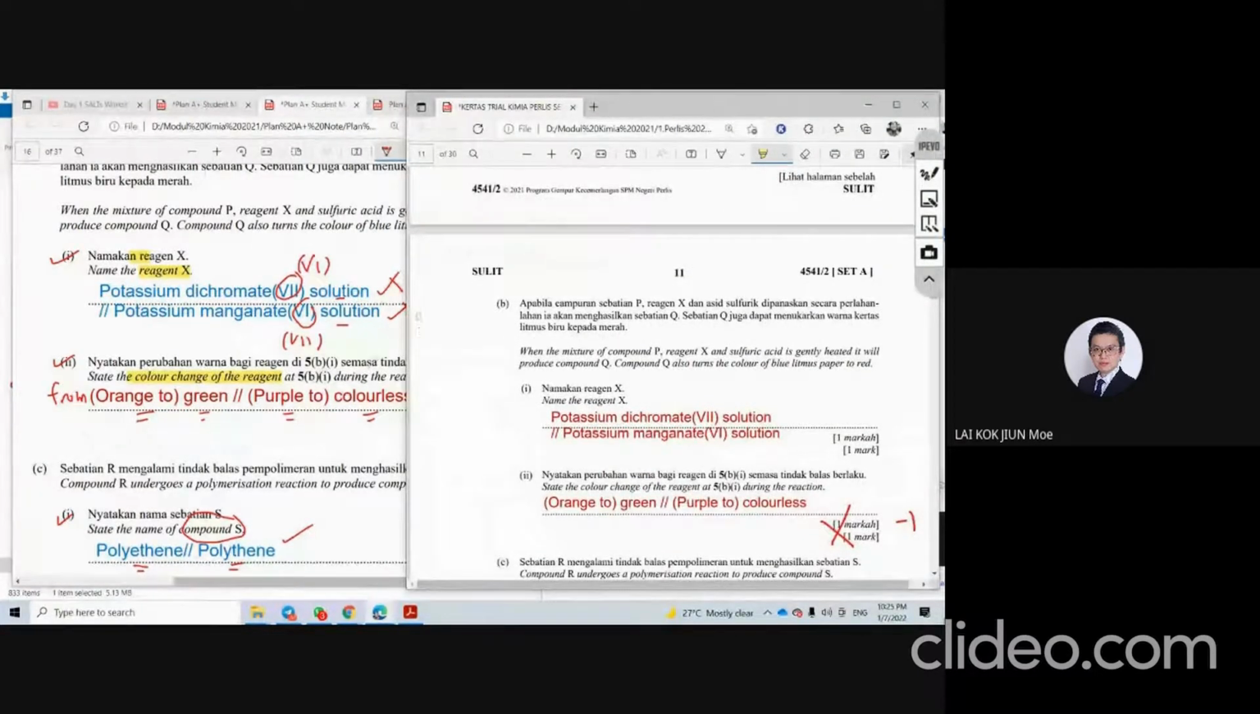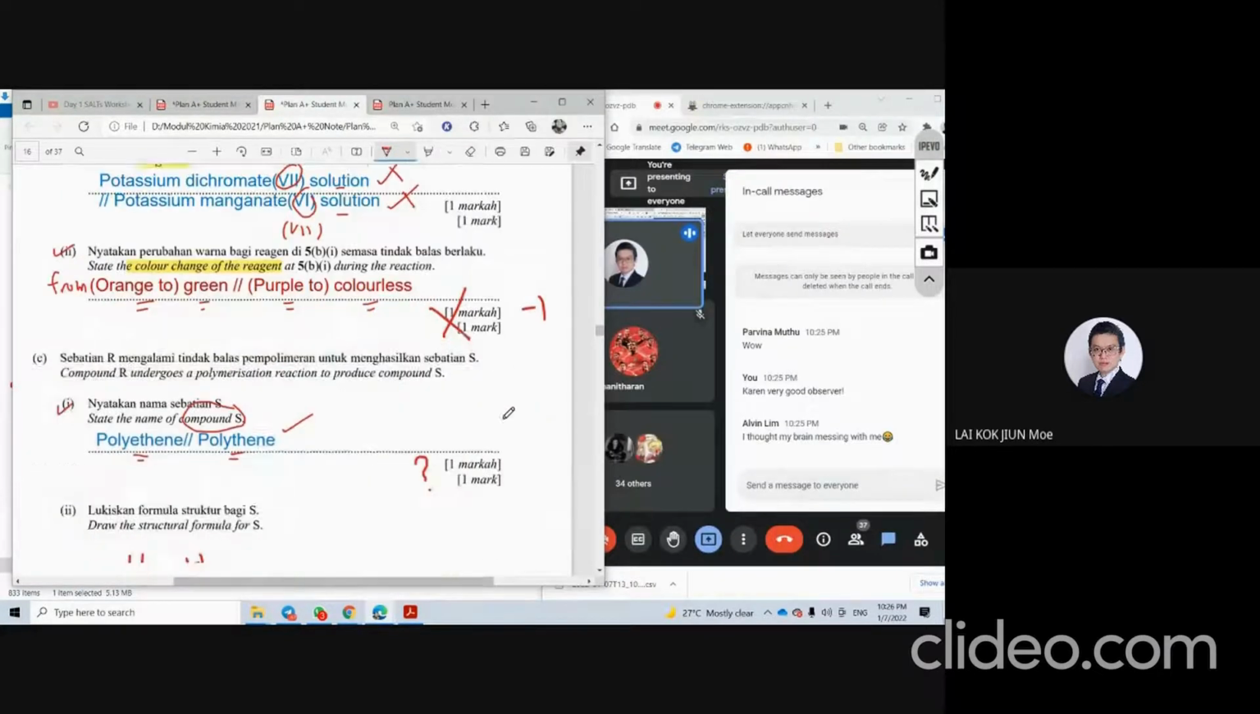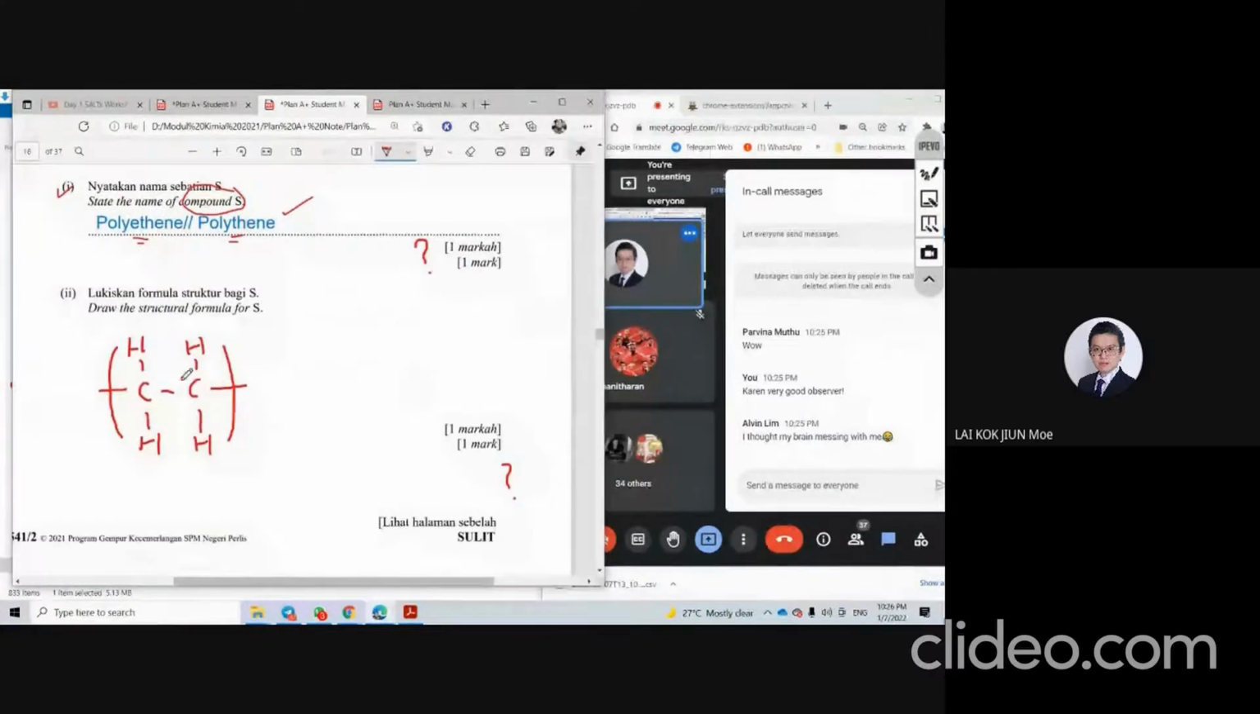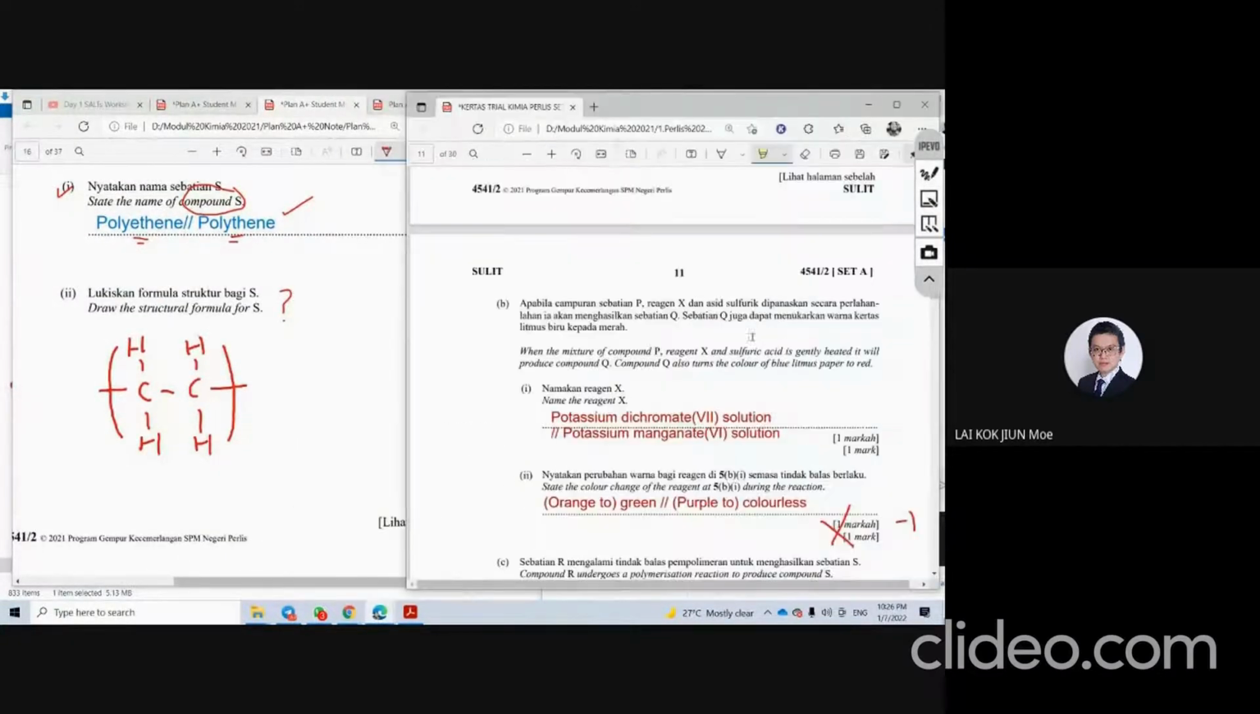Potassium manganate, potassium dichromate. Potassium manganate is 7, right? Oh, this one I wrote wrong already. This one I never changed it. This one later I change it. Okay, good. Be careful. Okay, why this one? What happened? This one changed a bit. This one changes to 7.